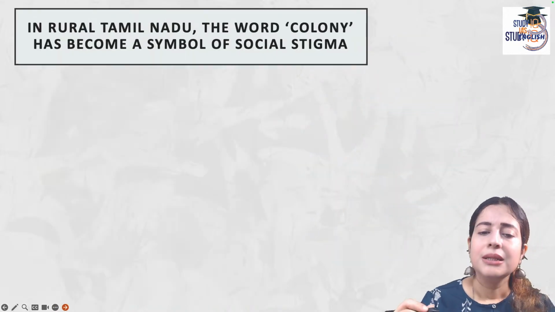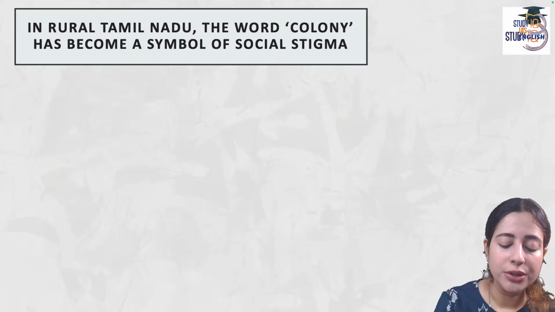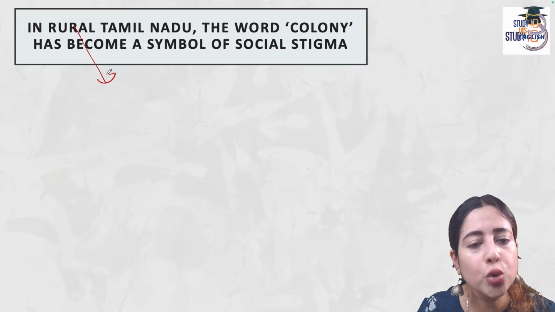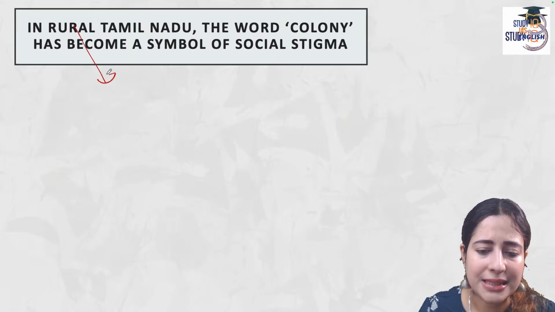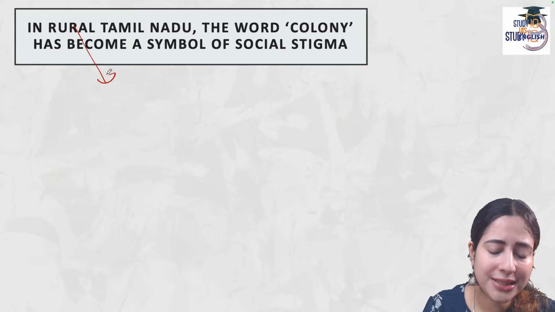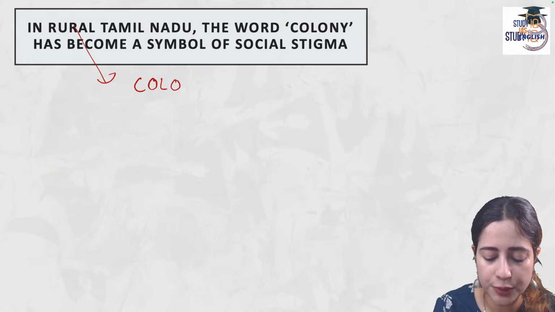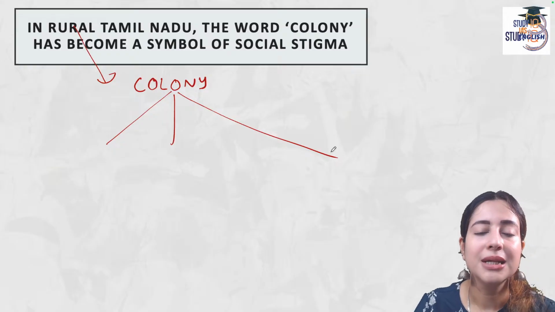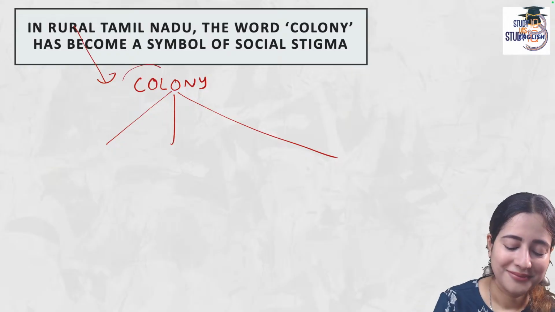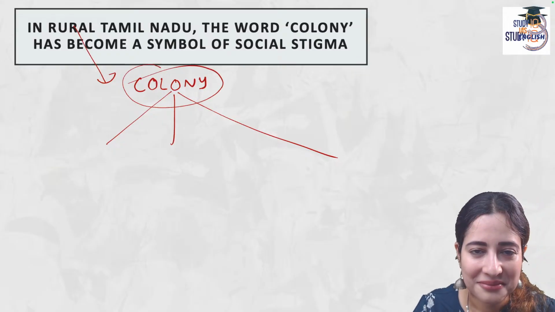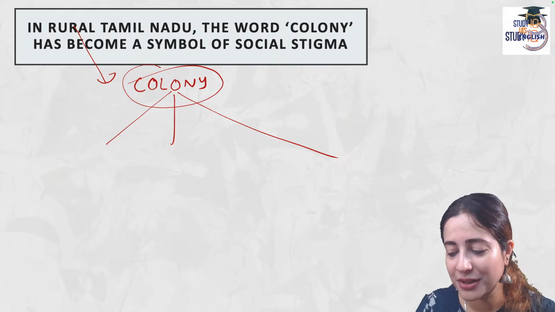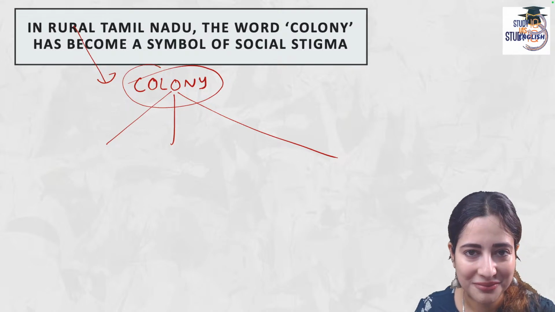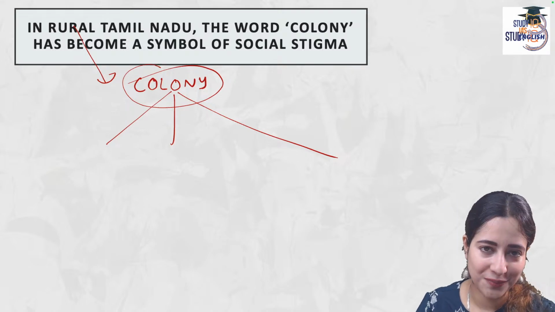Well, the article starts by talking about villages in Tamil Nadu, rural Tamil Nadu. The article says that in Tamil Nadu there is a strange word. It's a very common word, but in Tamil Nadu it is subject to various kinds of interpretations. This word is colony. In the past also we have heard words like colonialism. India was a colony of the British.